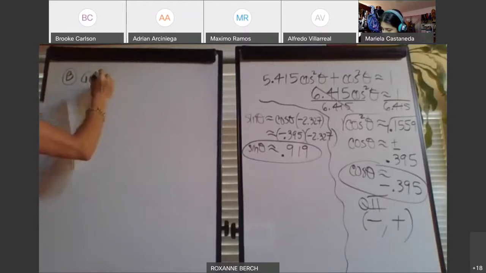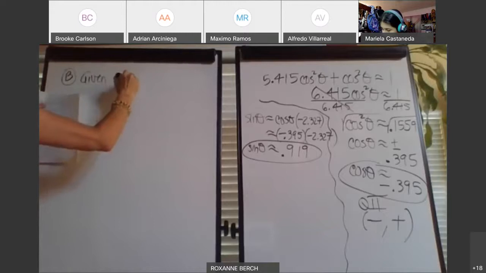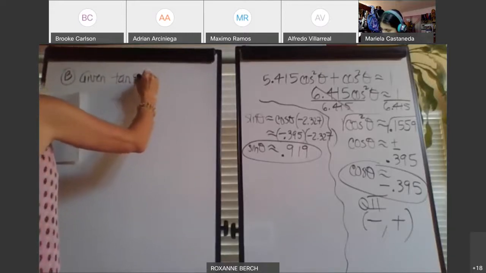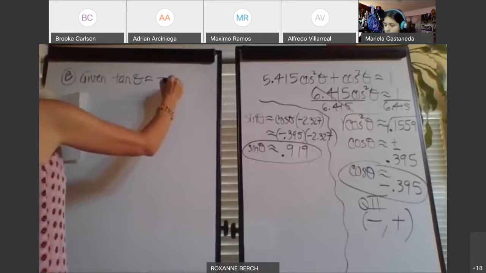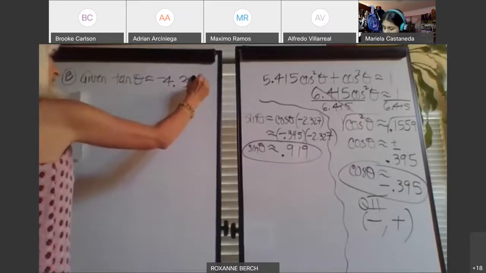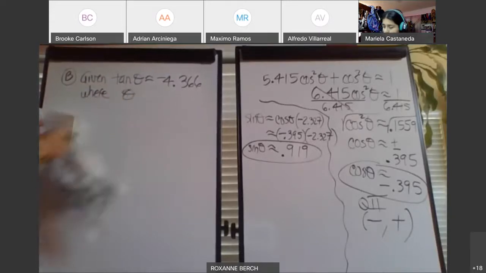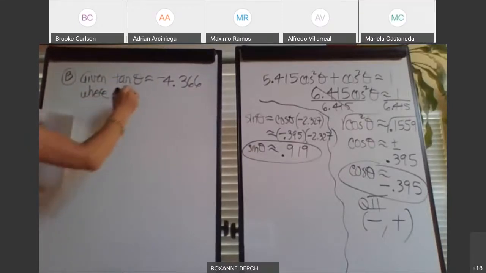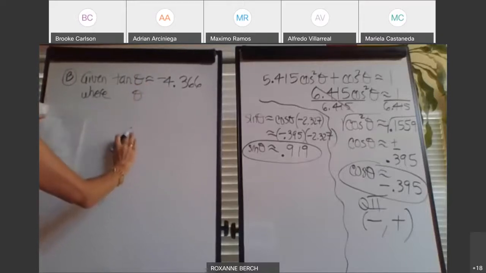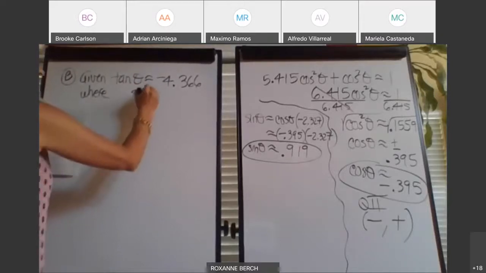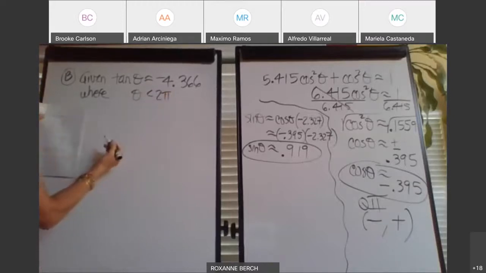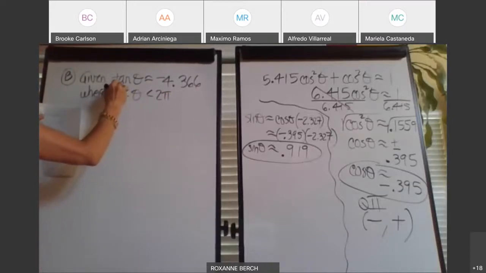Okay, so let's see what they give us here. So we have tangent of theta again. So they're giving us theta, and they're saying it's about negative 4.366. And they're telling us where the angle is. That's important because you could have two different answers for the same angle. Let's see here. It's less than 2 pi and greater than 3 pi over 2 radians.